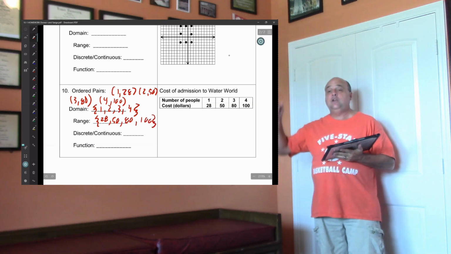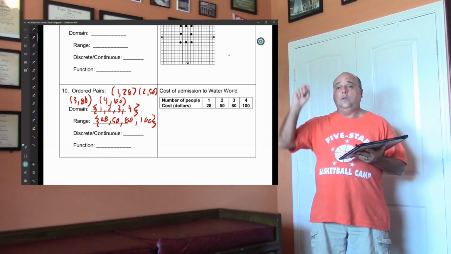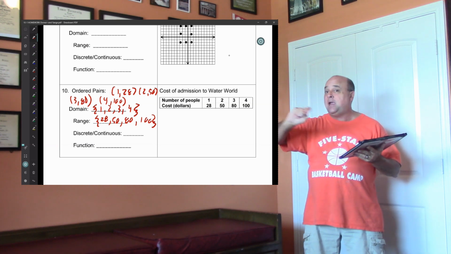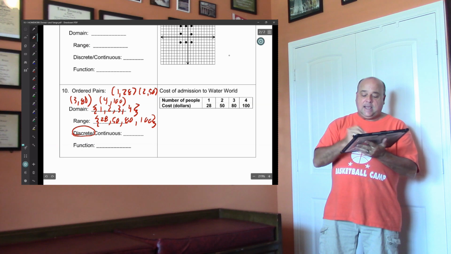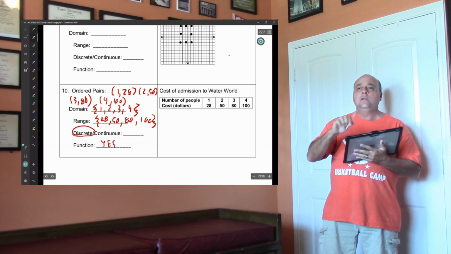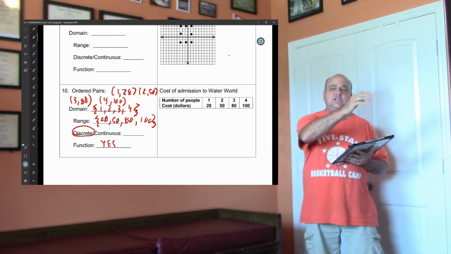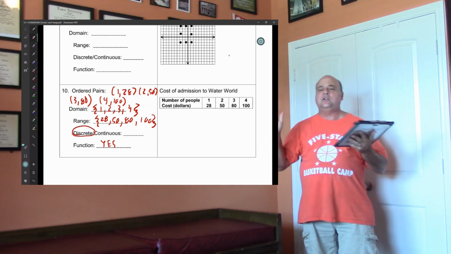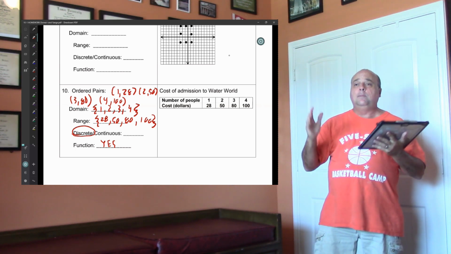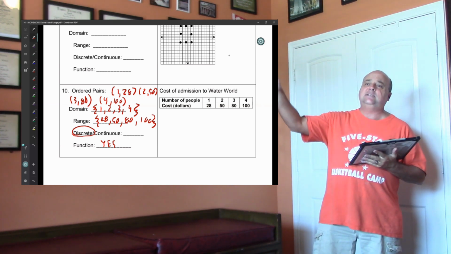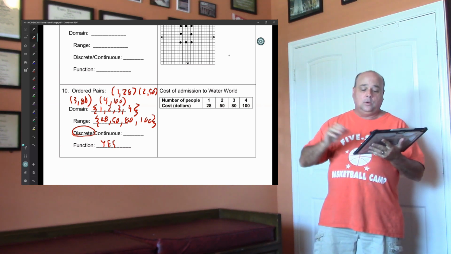Is it discrete or continuous? Think about this. You would never pay like $10 in this, would you? You're only going to pay for a ticket, so you're not going to pay the money in between, are you? So this would be discrete, and it is a function, okay? So you have a great homework assignment about functions and domains and ranges, about discrete and continuous. On this worksheet, almost all of them are discrete. Remember, in a continuous function, the values will have all real numbers in it.